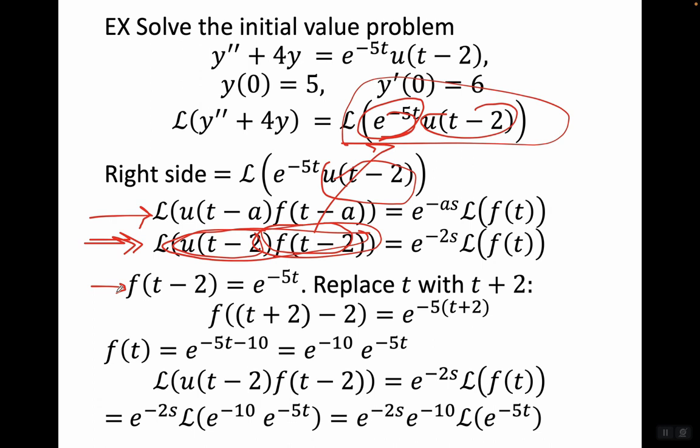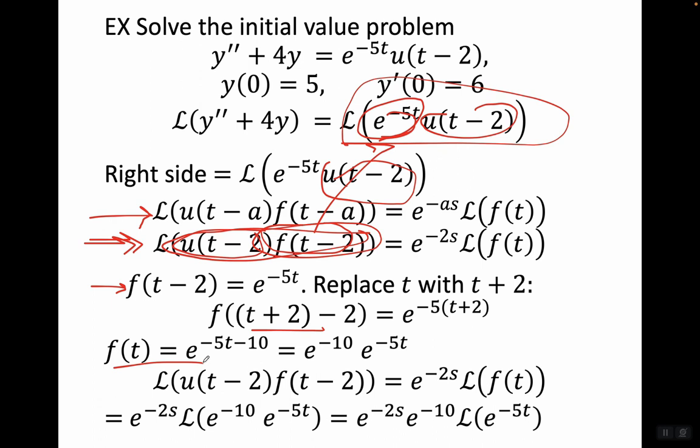We can do that. Just replace t with t plus 2. Then we'd have f of t plus 2 minus 2 is e to the negative 5 times (t plus 2). I did that because t plus 2 minus 2 is just t. So this equation simplifies to f of t equals e to the negative 5t minus 10. You can break that up as e to the negative 10 times e to the negative 5t.